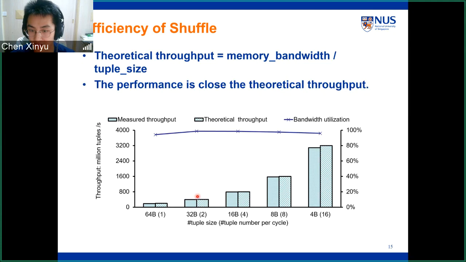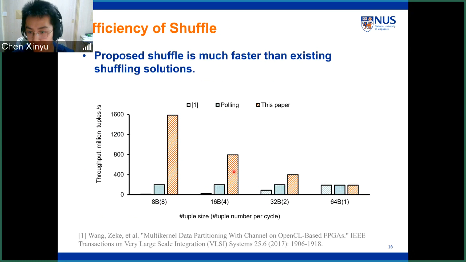Then we evaluate the efficiency of our data shuffling. We first compute the throughput of our data shuffle. As you can see from this figure, it's very close to the theoretical throughput. That means, let's say your memory interface can read 8 tuples per cycle, our data shuffling can actually dispatch 8 tuples per cycle if there is no congestion, I mean, if the data is not skewed. We also compare with other solutions, which I mentioned before. As you can see, our method is much faster.